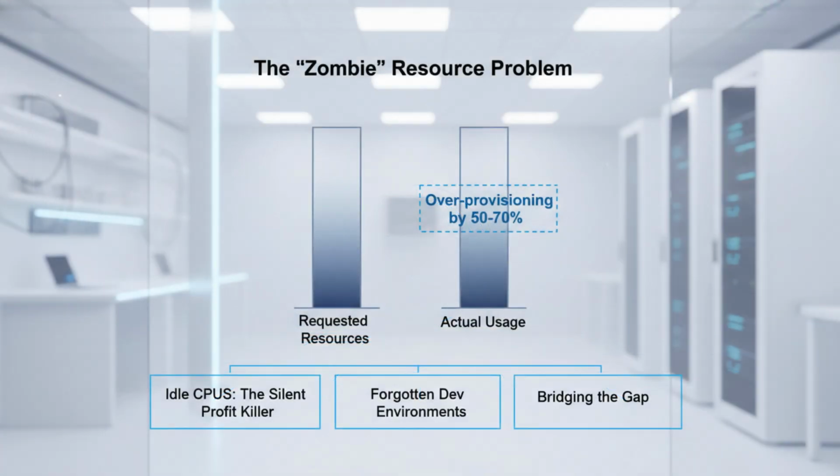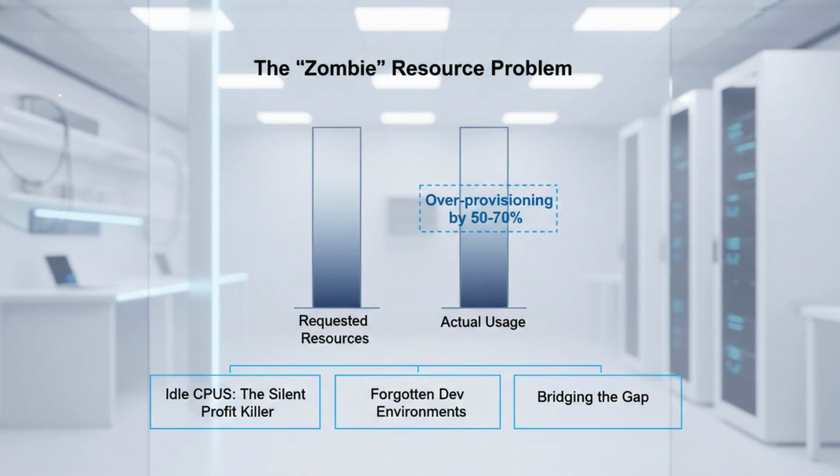Why do Kubernetes costs spiral out of control? The primary culprit is over-provisioning. Most developers, fearing performance bottlenecks, request far more CPU and memory than their applications actually use. Statistics show that the average cluster has an over-provisioning rate of 50 to 70%. These are zombie resources, capacity you pay for but never utilize.